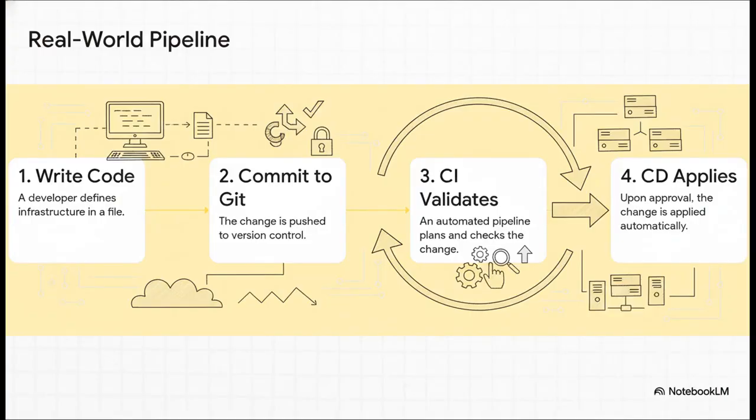It all starts with a developer defining the infrastructure they need in a simple code file. Then they commit that code to Git. As soon as they do that, an automated pipeline kicks off. This is what we call a CI/CD pipeline. It automatically validates the change, runs some checks, and then, once it's approved, it applies that change to your cloud environment. The whole thing is automated, transparent, and totally secure.